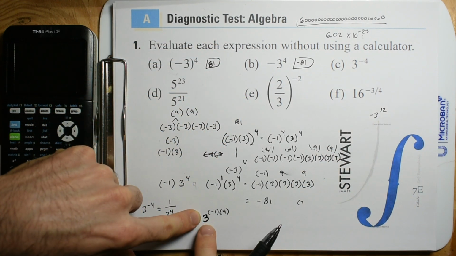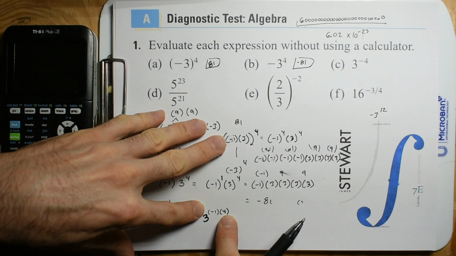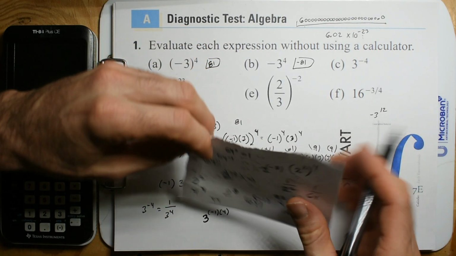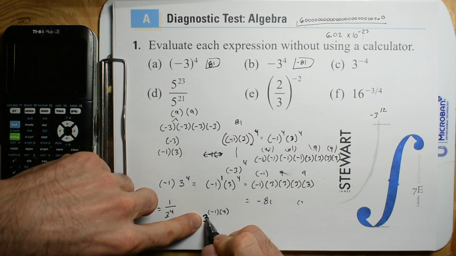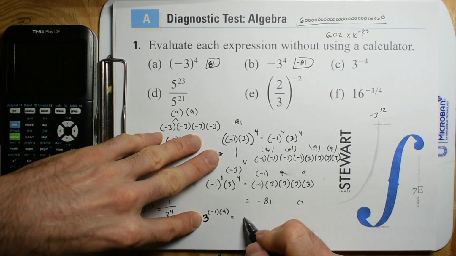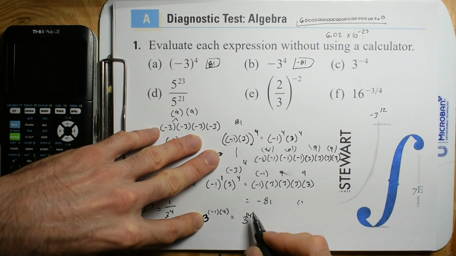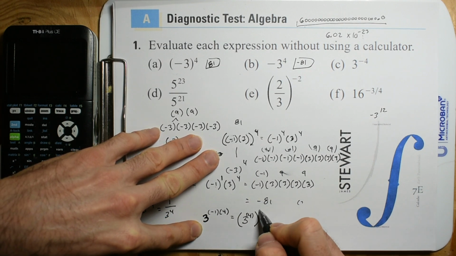So anyway, it's 3 to the negative 1 to the 4. I had to do a whole series here, but let's not get into it. This is equivalent to saying, let's do 3 to the 4 first. So we're going to do 3 to the 4, but then we're going to take this to the negative 1.